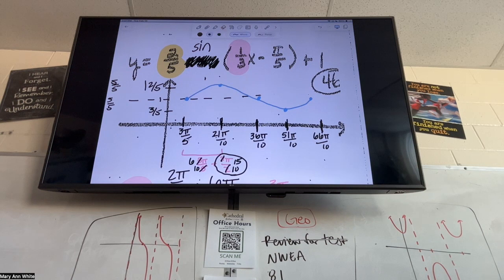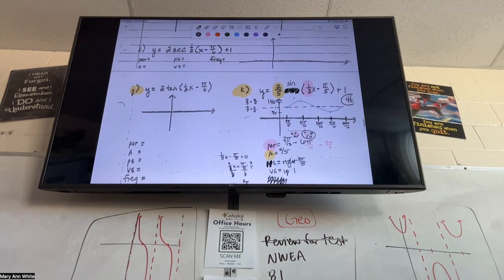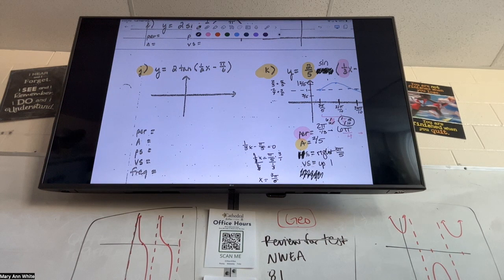Should we do the one next to it? Another one to practice? Should we try letter J? Again, I'll change it from tan. Maybe we can make it cosine since we just practiced a sine one.